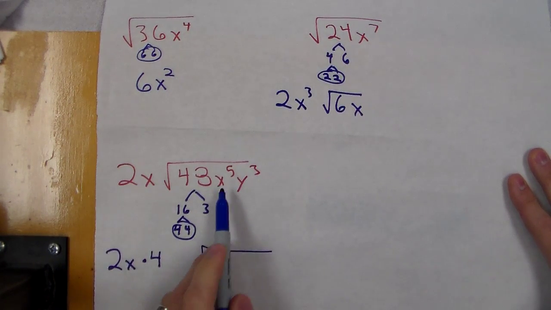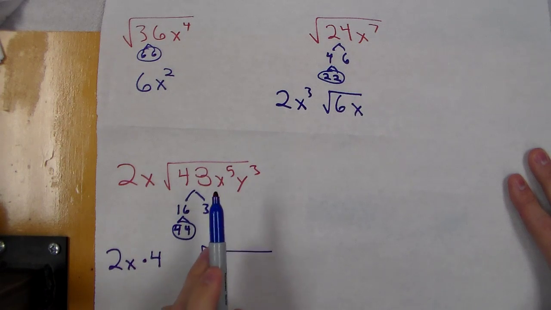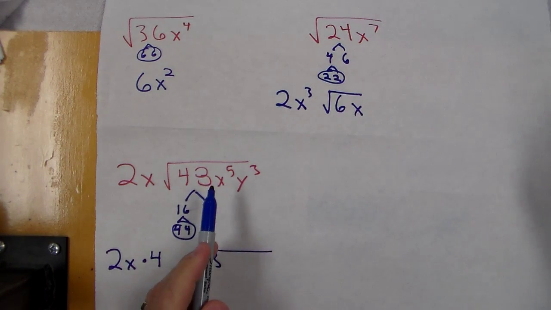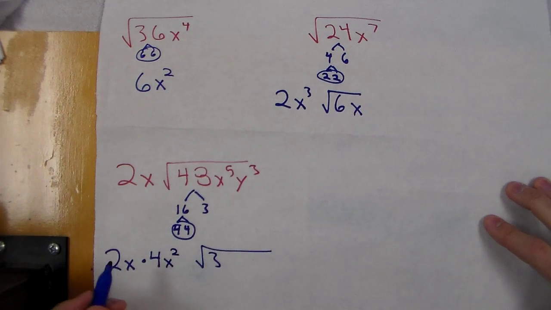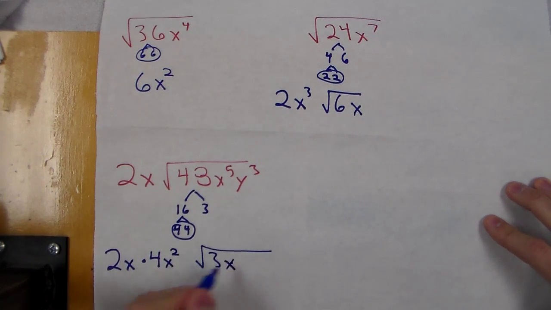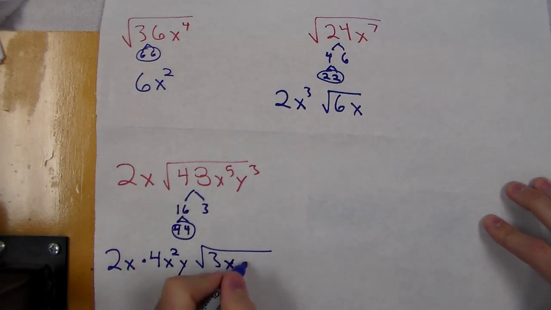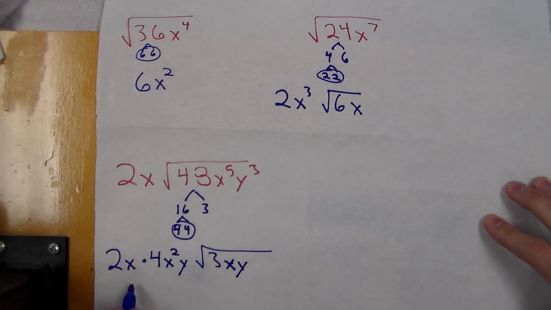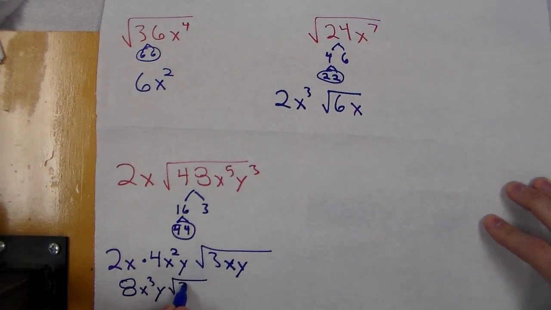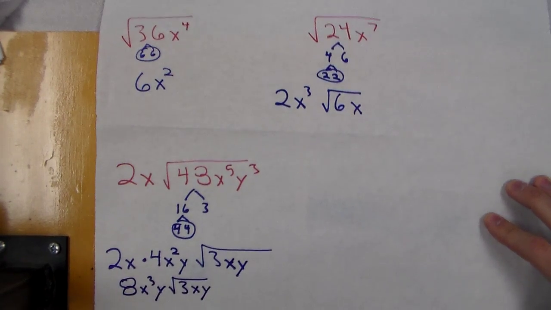3 stays inside. X to the 5th is 2 sets of 2. It's an x to the 4th, which is half of it. X squared on the outside. 1 stays in. Y to the 3rd brings out 1 set of y's, 1 odd remainder left. So we'd write this now together on the outside to be 8x to the 3rd y square root of 3xy.